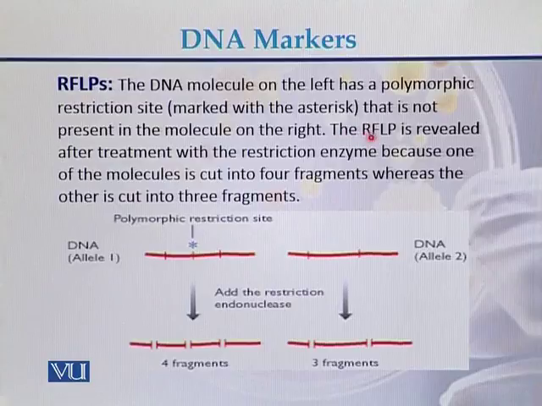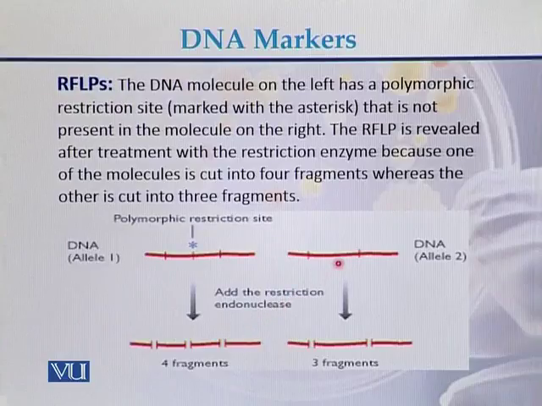So when we use RFLP after the treatment with the restriction enzyme, one of the molecules will be cut into 4 fragments, because here is a polymorphic restriction enzyme site. When we use a specific restriction enzyme, this DNA molecule will be cut into 4 fragments. Here we can see that there are 4 different fragments.